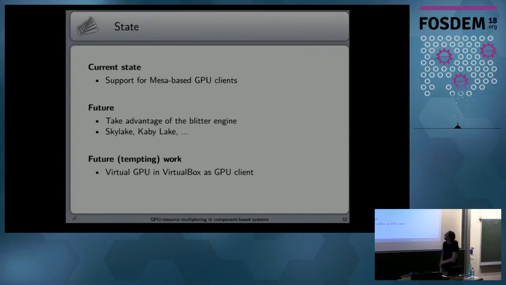Okay. So current state, we are supporting Mesa for Broadwell GPUs. In the next step, we're going to take advantage of the Blitter engine, so we can copy pixel data very quickly. We do it in software right now. As I said, Skylake and Kaby Lake support would be nice, and maybe we look into GPU virtualization, but we don't know, because Intel has something they call GVT-g, Intel Graphics Virtualization Technology, and there they have a device model internal, which is kind of interesting. So you don't need to implement your own graphics device model.